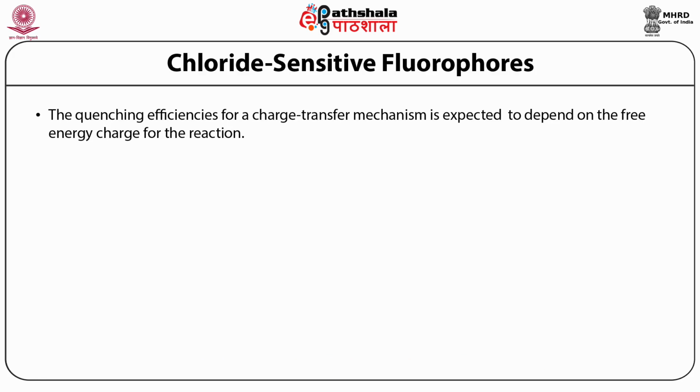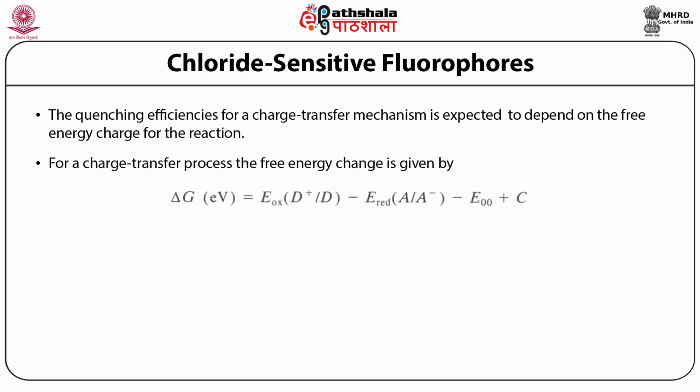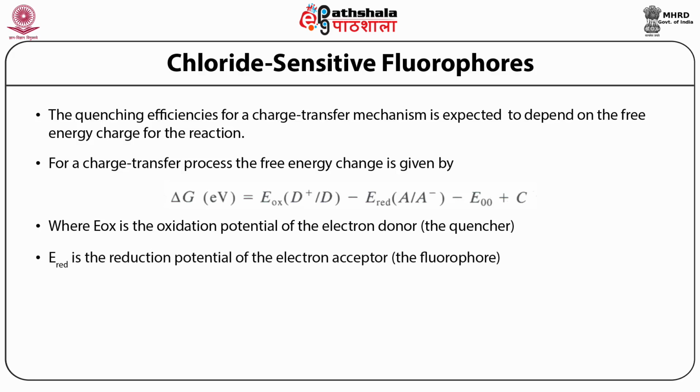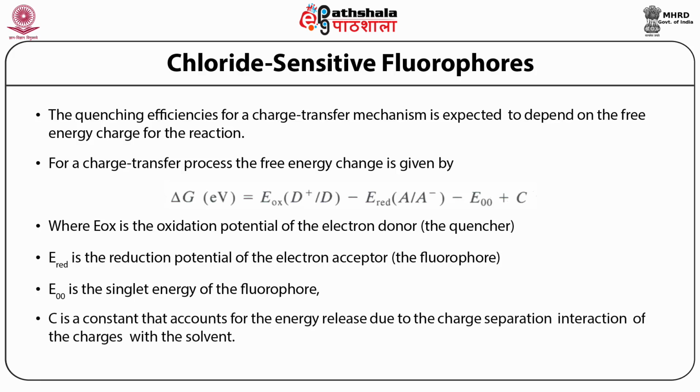The quenching efficiency for a charge transfer mechanism is expected to depend on the energy change for the reaction. For a charge transfer process, the free energy change delta G in electron volts is equal to E ox minus E reduction minus E00 plus C, where E ox is the oxidation potential of the electron donor, that is the quencher. E reduction is the reduction potential of the electron acceptor, the fluorophore. E00 is the singlet energy of the fluorophore. C is a constant that accounts for the energy release due to the interaction of the charge with the solvent.